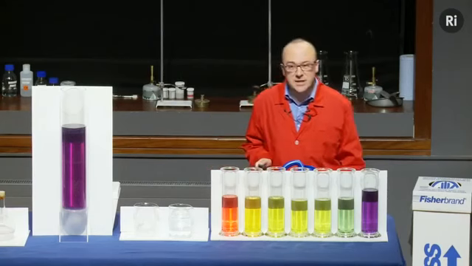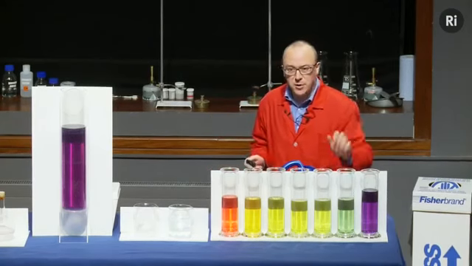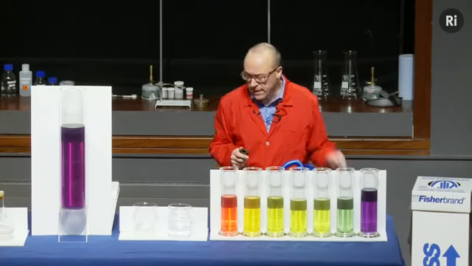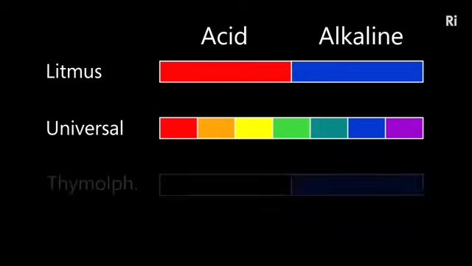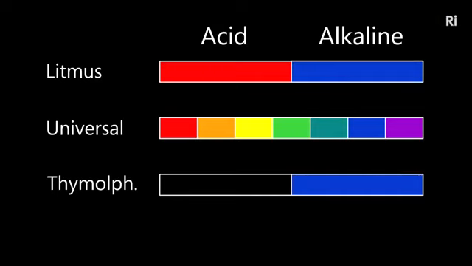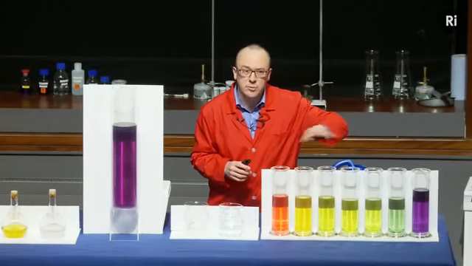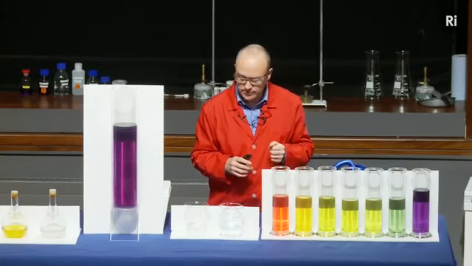But there are lots of other indicators, and the one we used in this experiment was called universal indicator. So this has a range of different colours. It's red when things are strongly acidic. In the middle, where things are neutral, it's green. And in strongly alkali conditions, it's purple. And this experiment was based on an indicator called thymolphthalene, which is colourless in acid and it's blue in alkali conditions. So these cylinders had different amounts of acid and alkali in them, producing the various different colours.